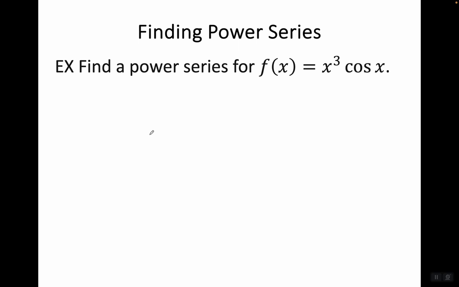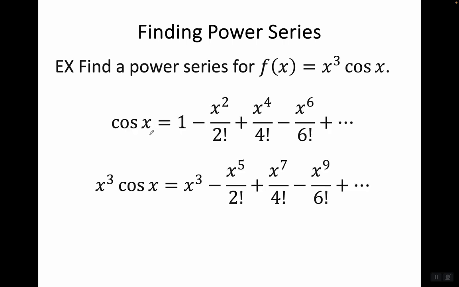Suppose I ask you to find a power series for f of x equals x cubed times cosine x. Again, let's use a power series we already know. The power series for cosine x, the Taylor series, Maclaurin series, is 1 minus x squared over 2 factorial plus x to the fourth over 4 factorial minus x to the sixth over 6 factorial, etc.